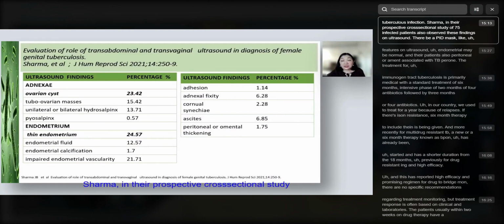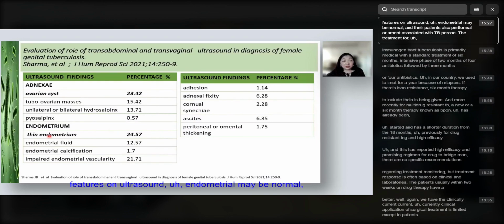Sharma, in their prospective cross-sectional study of 175 infertile patients, also observed these findings on ultrasound. There can be PID mass-like features on ultrasound. The endometrium may be normal, and there may also be peritoneal or omental thickening associated with TB peritonitis.